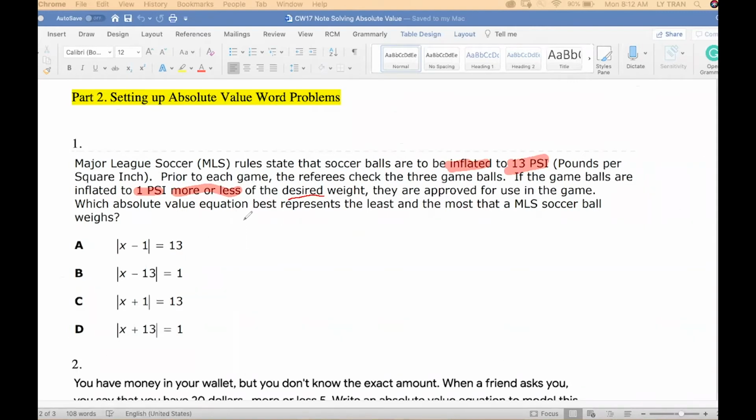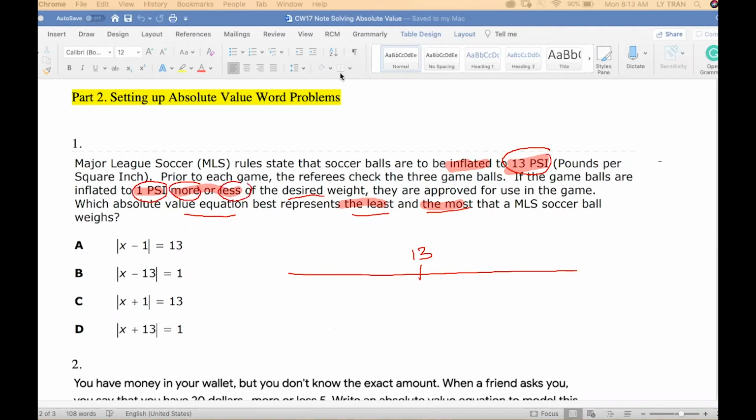Which absolute value equation best represents the least and the most? The least and the most, guys. Okay, so let's talk about it. I like to put a number line. I think it's easier for me to always think about it as a distance. So I know the soccer balls are inflated to 13 psi, right? So this is 13. They said if the game balls are inflated 1 more or less.